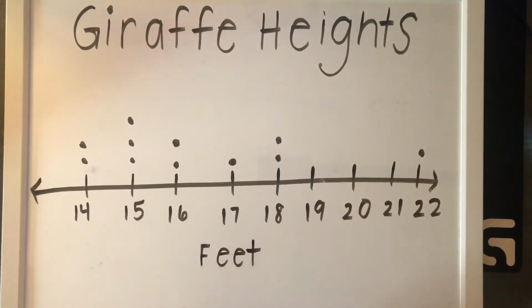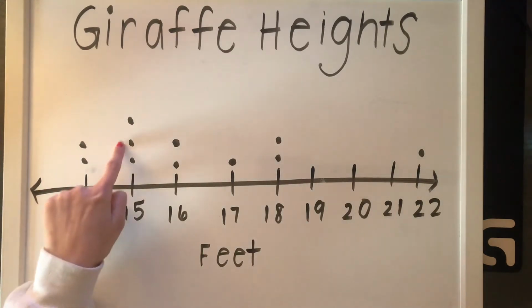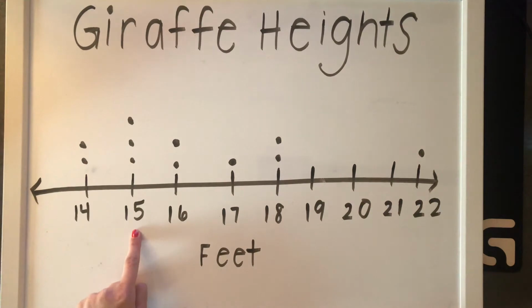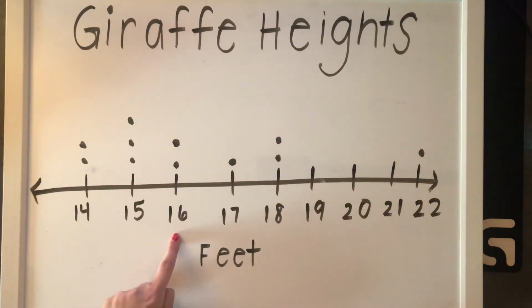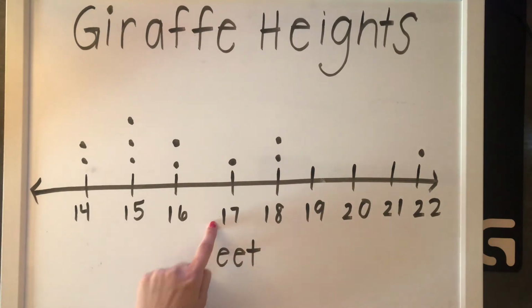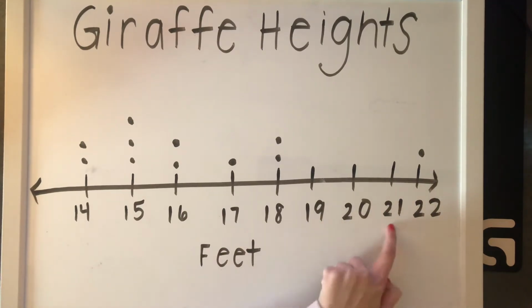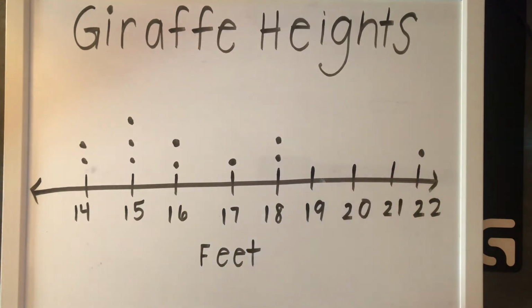So if we look, there are 2 giraffes that are 14 feet tall, 3 giraffes that are 15 feet tall, 2 giraffes that are 16 feet tall, 1 giraffe that's 17 feet tall, 2 giraffes that are 18 feet tall, 0 giraffes that are 19, 20, or 21 feet tall, and then there's 1 giraffe that's 22 feet tall.